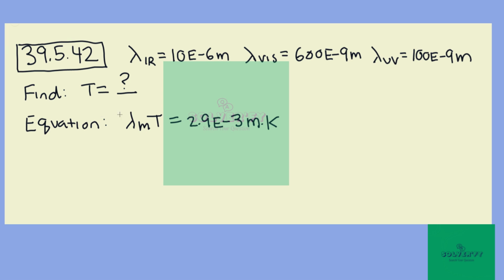So the equation we can use is the empirical equation, which simply states that the peak wavelength multiplied by the temperature is equal to this empirical constant, 2.9 times 10 to the negative 3. So using this equation only, we can find T if we know what lambda is. So it should be relatively straightforward. So let's calculate these. Starting with the infrared.